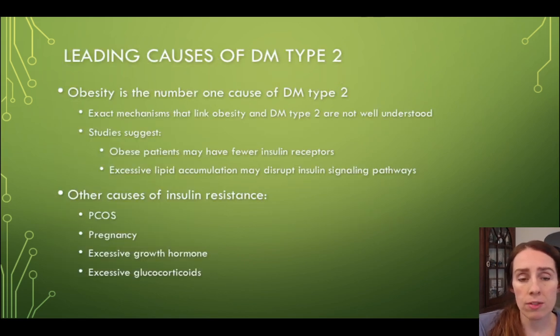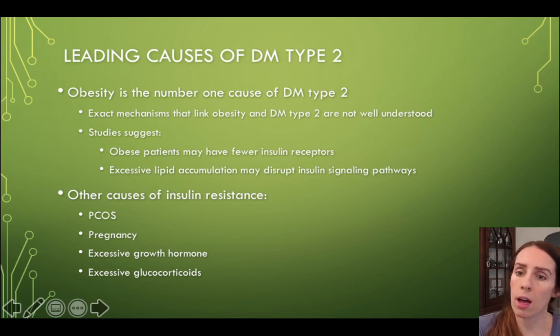The leading causes of diabetes. Obesity is the number one cause, but the exact reason for that's not well understood. Some studies indicate that the liver, skeletal muscles, and adipose tissues of obese patients have fewer insulin receptors. And some studies indicate that it's possible that excessive lipid accumulation is toxic and creates abnormalities in insulin signaling pathways.